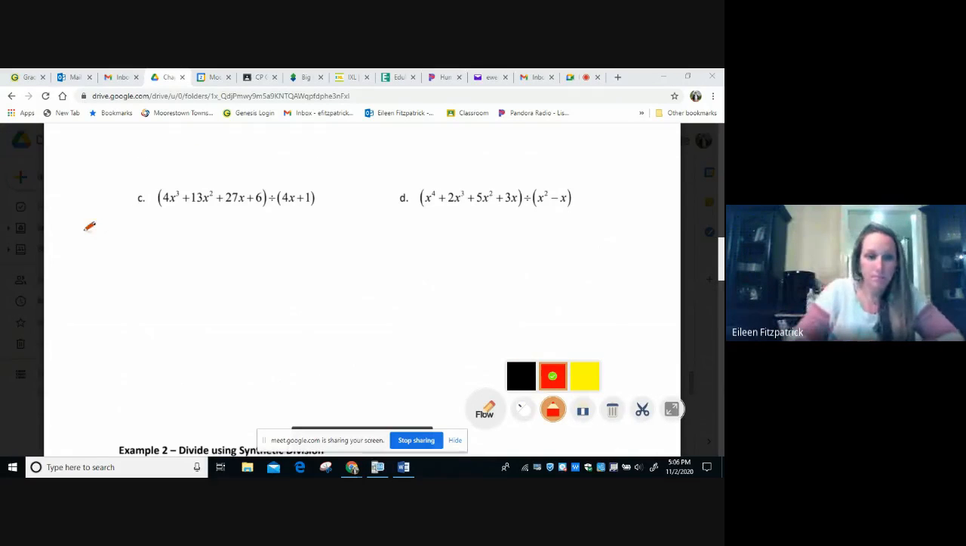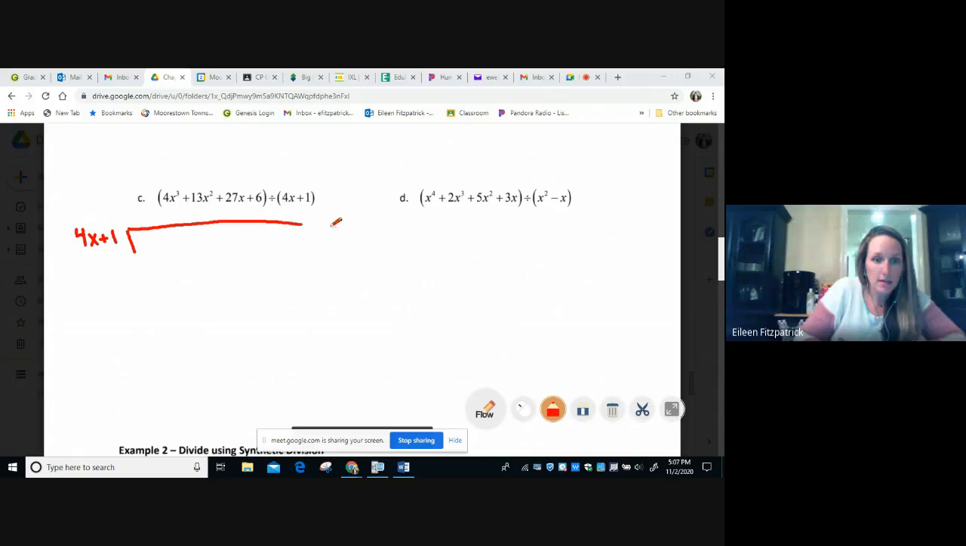All right, so I'm going to set it up. I'm dividing by 4x plus 1, and I'm dividing into 4x cubed plus 13x squared plus 27x plus 6. So again, you start by looking at the first term and ask yourself, what do you have to multiply 4x by in order to get 4x cubed? You'd have to multiply by an x squared. And that x squared term is going to go above the term that has an x squared as well.